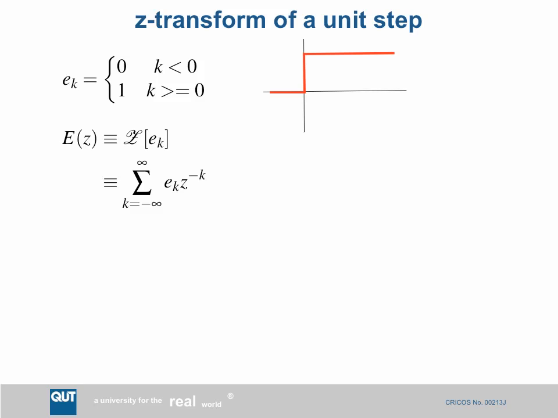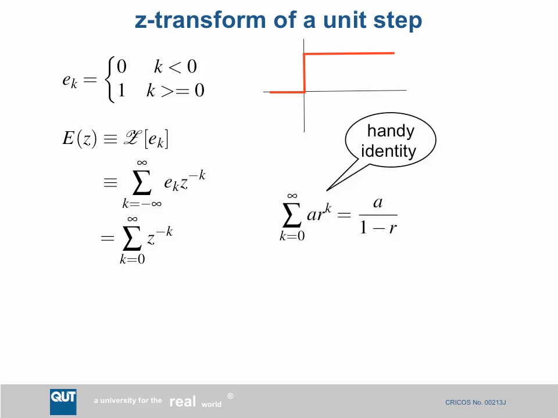So let's substitute in the values of e_k, and life immediately gets quite a bit simpler. The fact that e_k is 0 when k is less than 0 means that we can change the start of the summation from negative infinity to 0, because all of the things between 0 and negative infinity are 0. Adding them up, the result is going to be 0. So all we're left with now is the summation from 0 to infinity of z to the minus k. This is a geometric series, and the solution for the geometric series is well known. I'll put it here, this handy identity.